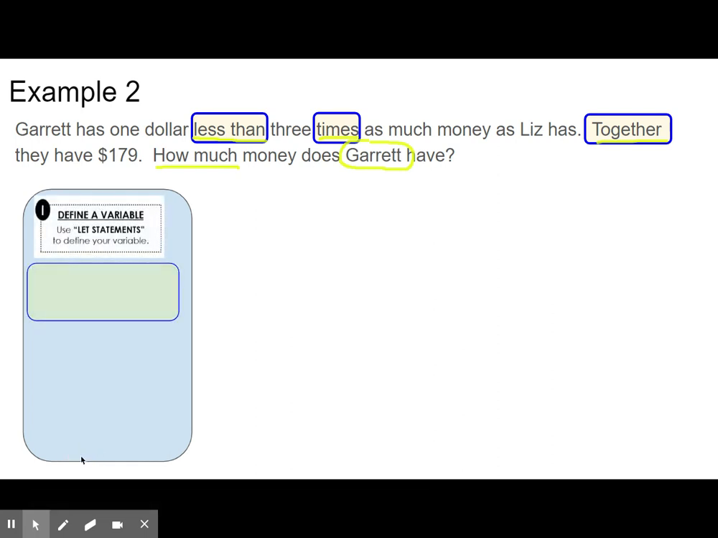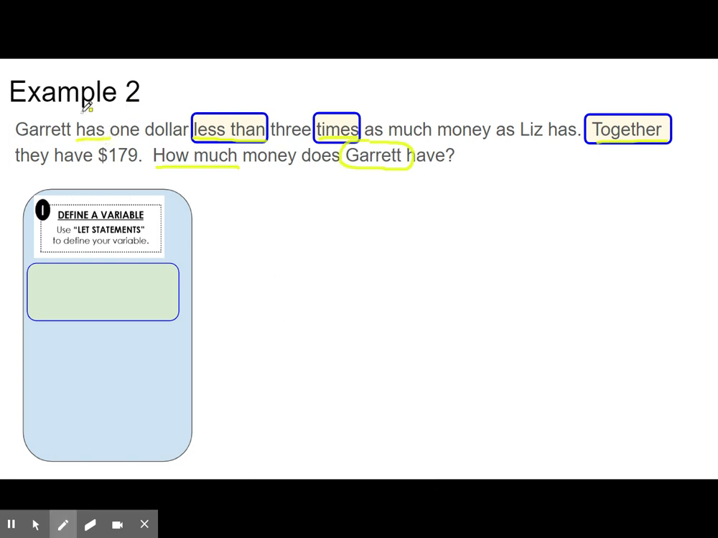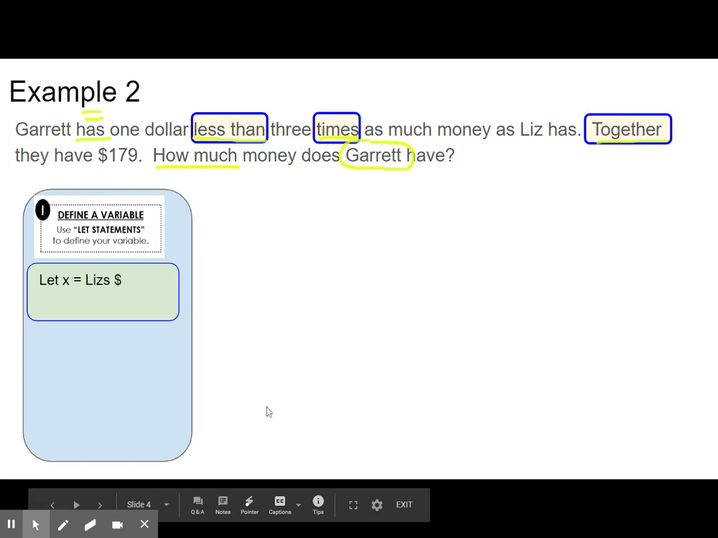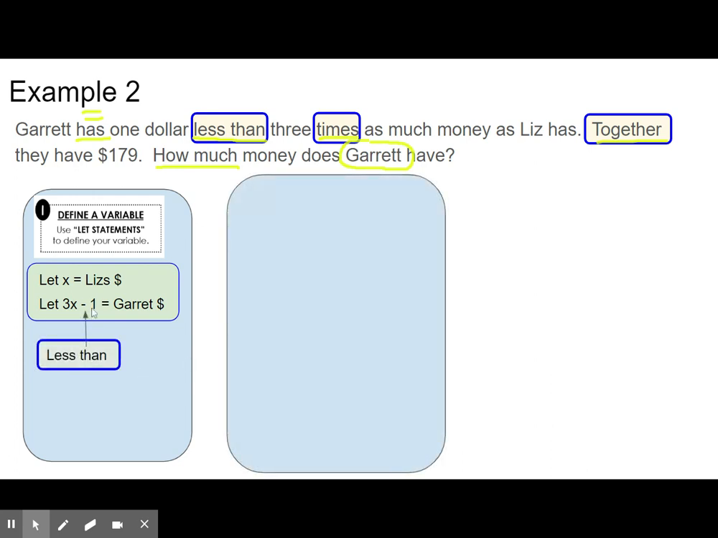All right, what do you think? Garrett has $1 less than 3 times as much money as Liz. So we could make Garrett X, or we can make Liz X. But Garrett has, that's an equals there. Garrett equals. So why don't we define Liz? Let's make Liz X. And then Garrett is 3 times X, 1 less than. Remember, when you do less than, it's being subtracted from 1 less than 3 times Liz. All right?